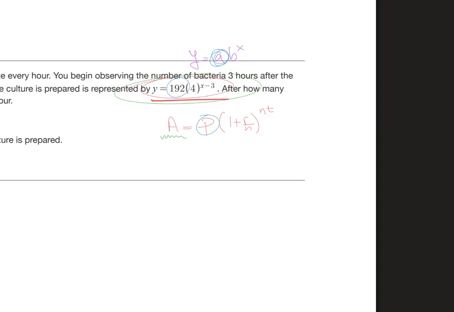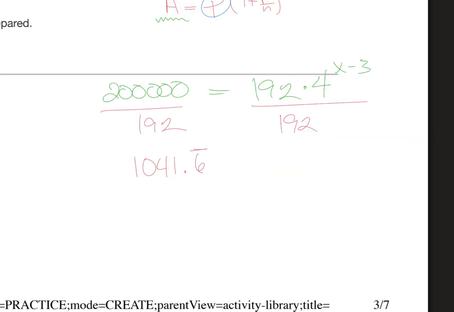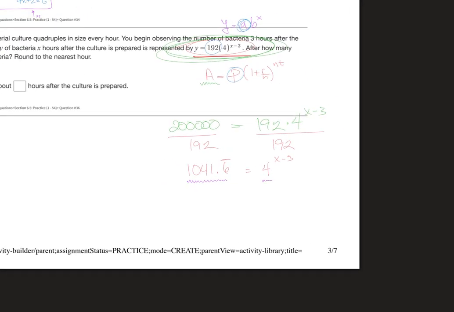So here's what we're gonna do. We're gonna take this, and it's 200,000 equals 192 times 4 to the x minus 3 power. And now this is like what we've been doing, in that I can divide both sides by 192. And I don't know that off the top of my head, hang on. You get 1041.6 repeating, and that equals 4 to the x minus 3 power. Well, we can't change that to be a base of 4. So this is where we're gonna need to actually go graph it.